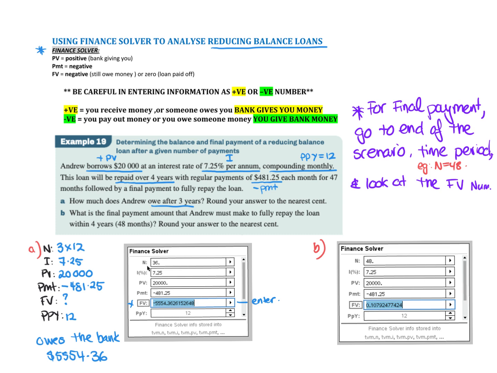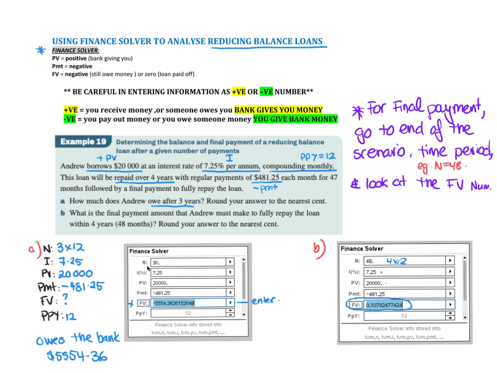So what we do there, so that's what we've done. You can have a look here. I've typed in 4 times 12, so I got the 48. I've still got the interest rate. I've still got, now he borrowed 20,000, so that's positive. He's still making those payments. And then if he keeps on doing that for the 4 years, we find out the final value.